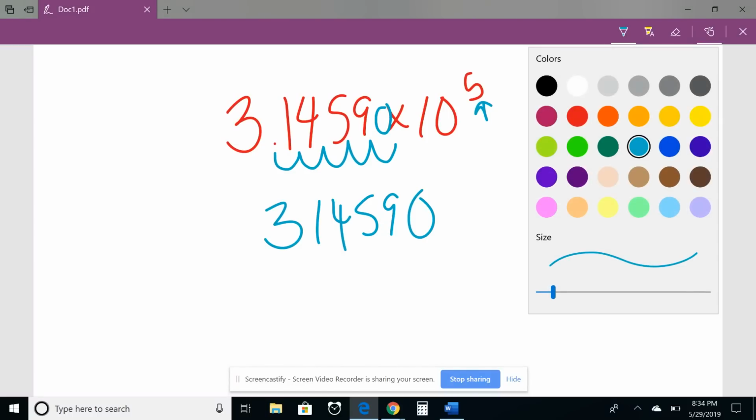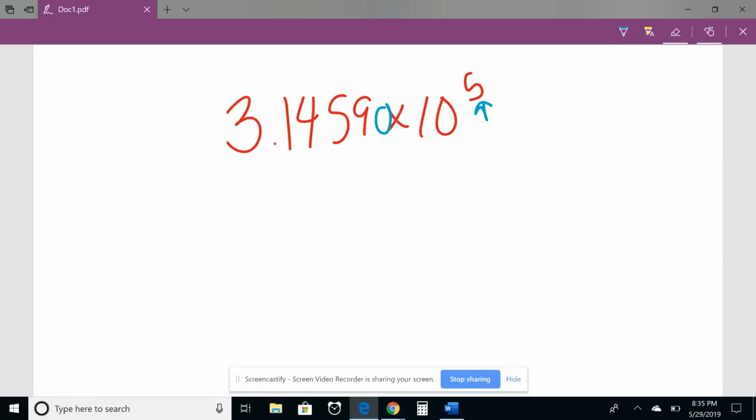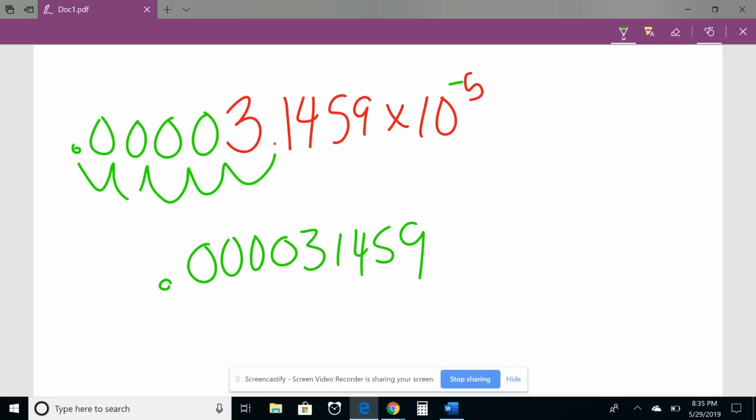Now, if this was a negative 5 instead, that means you would go 5 spots in the other direction. 1, 2, 3, 4, 5. There's my new decimal point. Every hop gets a 0. So it would be 0.000031459. So the negative exponent means it's a really, really small number. Positive exponent usually means it's a really big number.